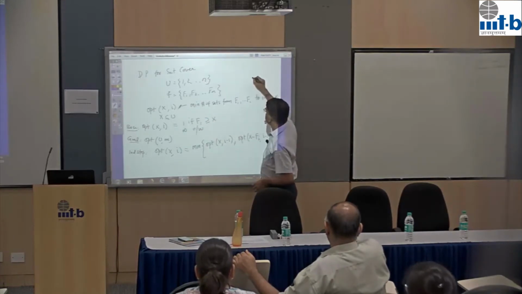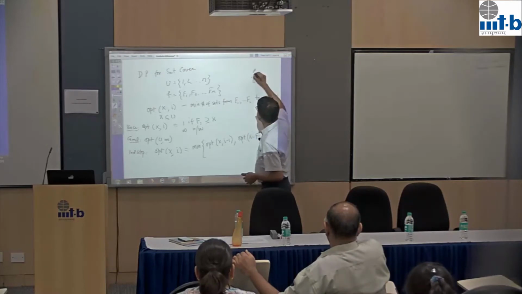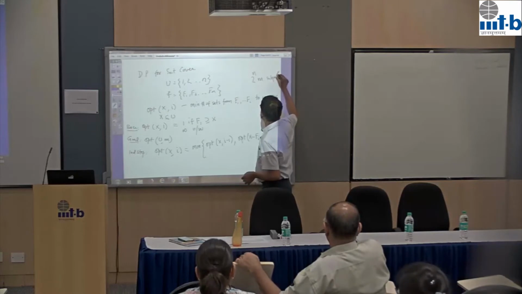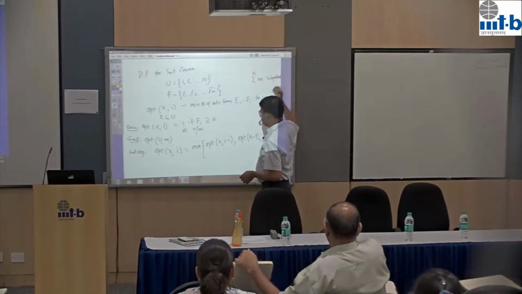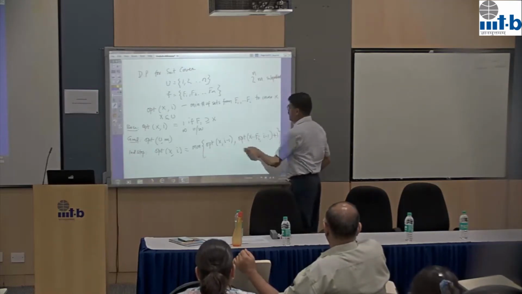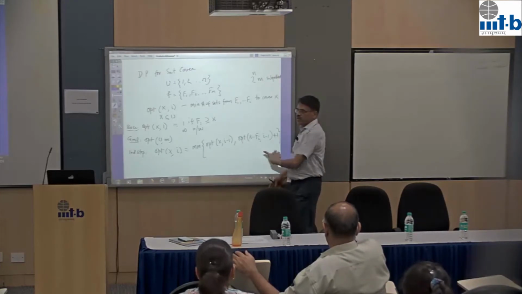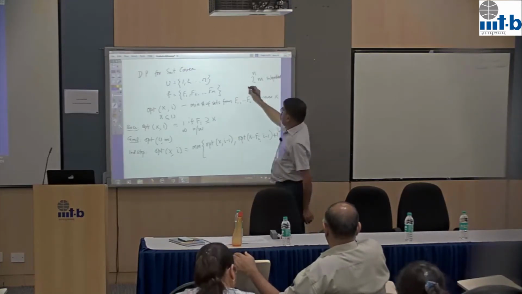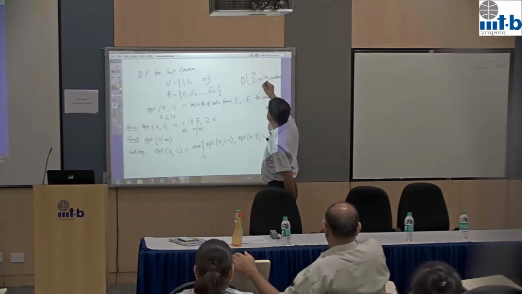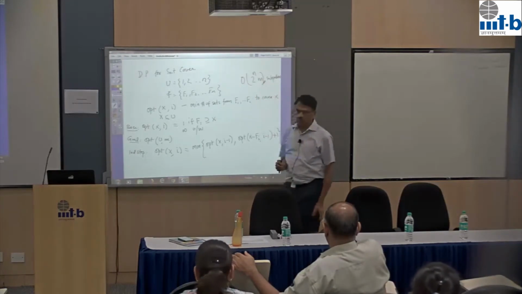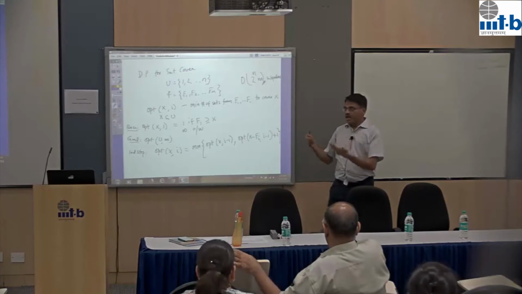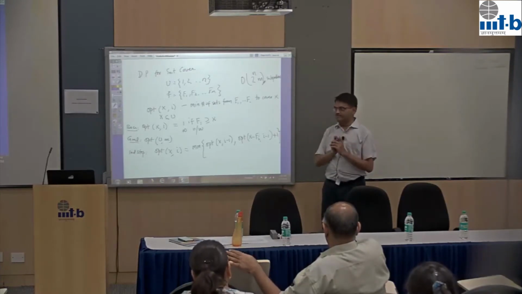So that's like 2 power n, into m sub-problems. And each computation is just minimum of 2 entries which are sitting in my table. So it's a constant time. This is my overall time. Right? Again, improving from 2 power m.